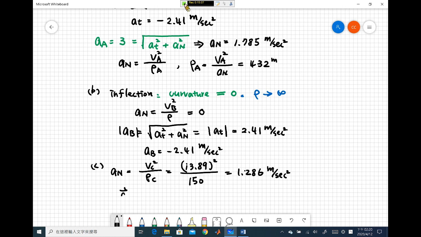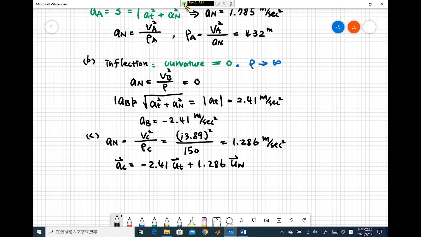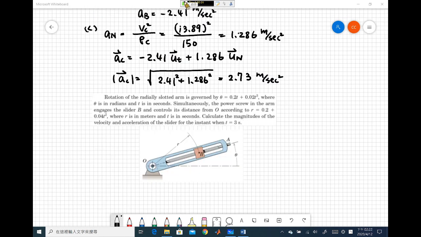Present this AC in vector form, so that will be negative 2.41 UT, that's AT, it's a constant, plus 1.286 UN. For the magnitude, you do the square summation and take a square root, which gives 2.73 meter per second squared. Okay, so it's quite easy. All right, let's look at another example.